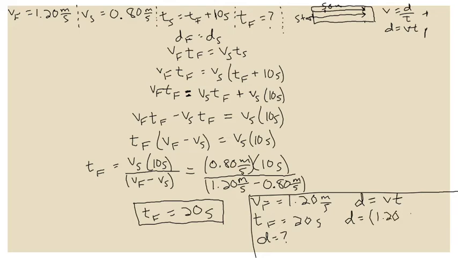And when we take our speed, 1.20 times 20 seconds, then we get 24 meters, which is just enough space for the father to catch the son.